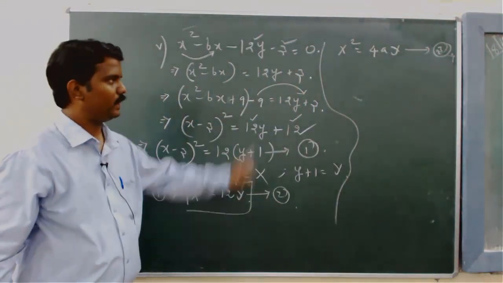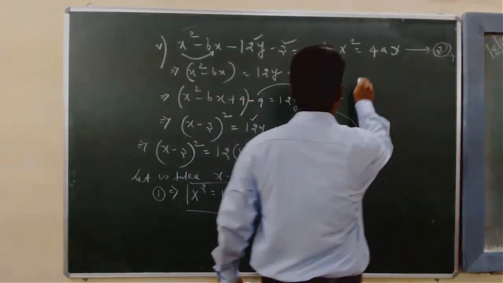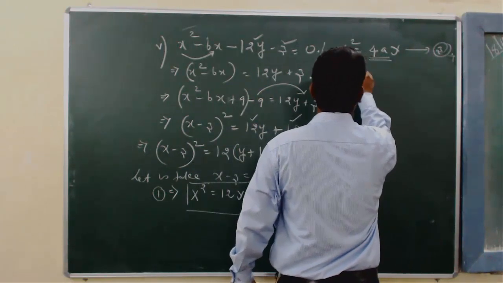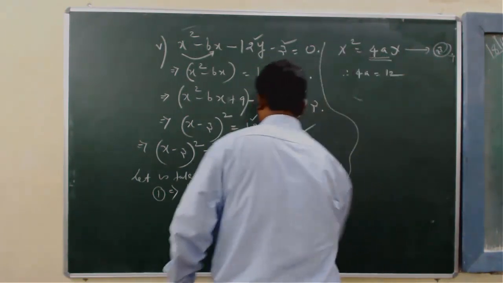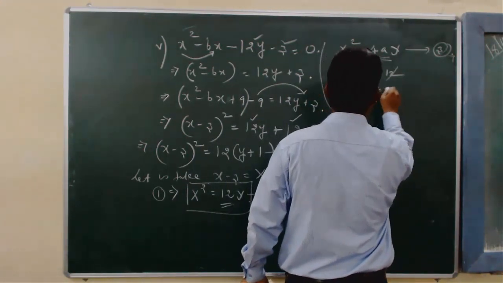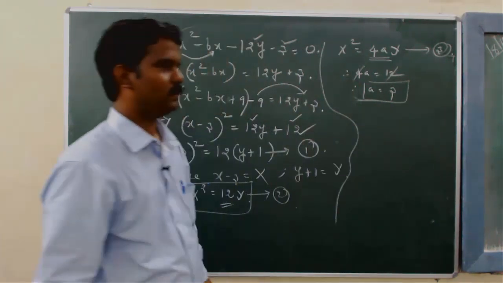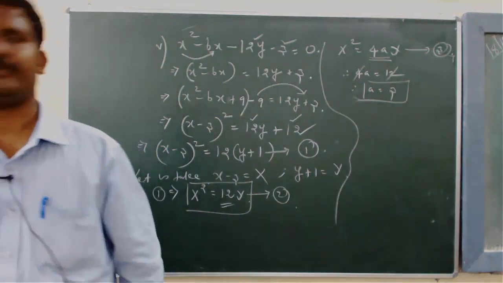Now comparing equation 2 and equation 3, 4a is equal to 12. Cancel it and the value of a is 3. So the value of small a is 3. Okay.